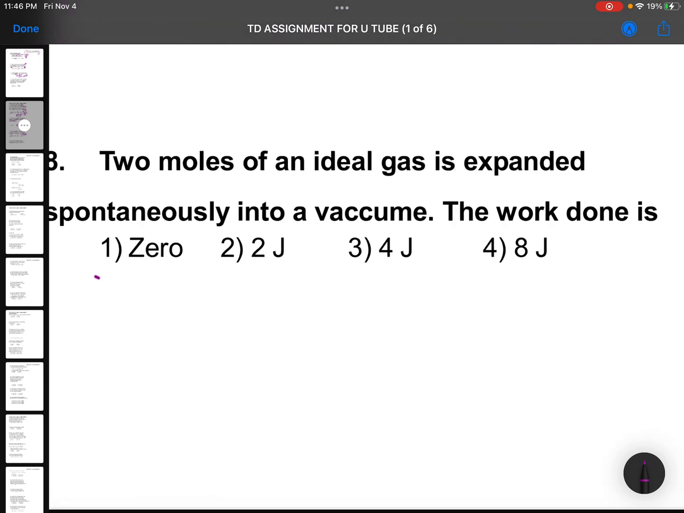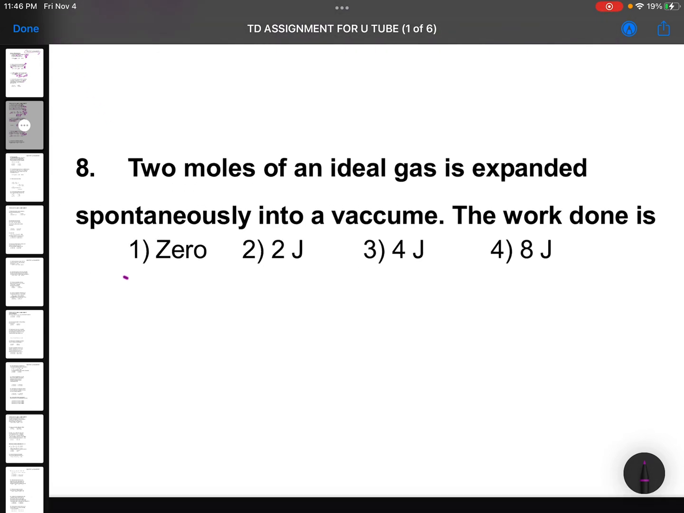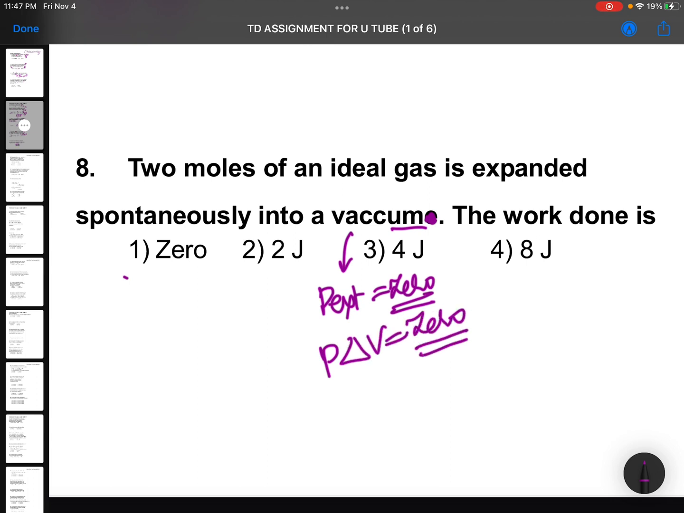2 moles of an ideal gas is expanded spontaneously into vacuum. Okay, now vacuum, the external pressure is going to be 0. When external pressure is 0, P delta V will become 0. So work done is 0.